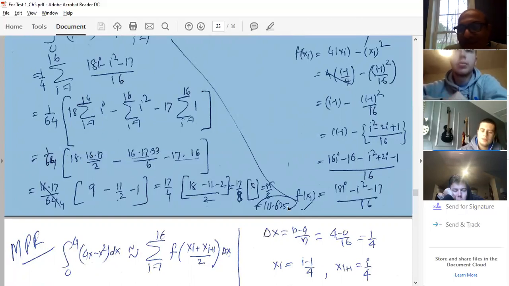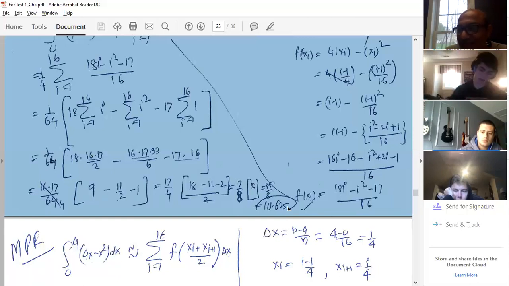Now I would like to check my midpoint rule using the same example. See, if you use the same example and try to apply different rules, you will come to know the differences.